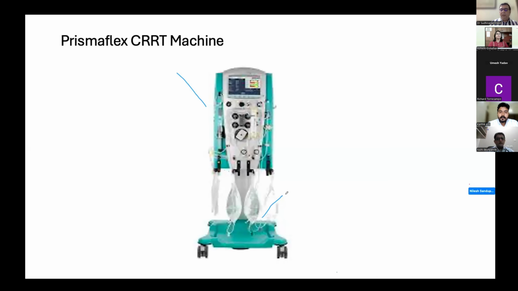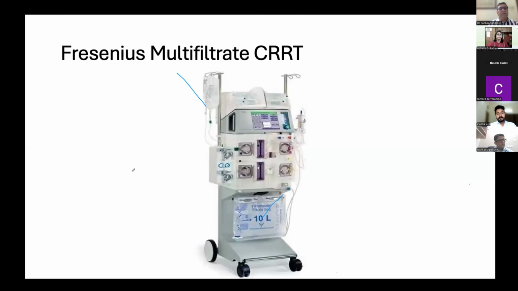Whereas in the multiFiltrate, which is a Fresenius machine, you will see that the filtrate or the effluent will be down, whereas all the other replacement fluids will be in the upper chamber. And this is not a touchscreen, rather it is a knob-based controller. So with this knob, which is green in color, you can adjust the parameters.